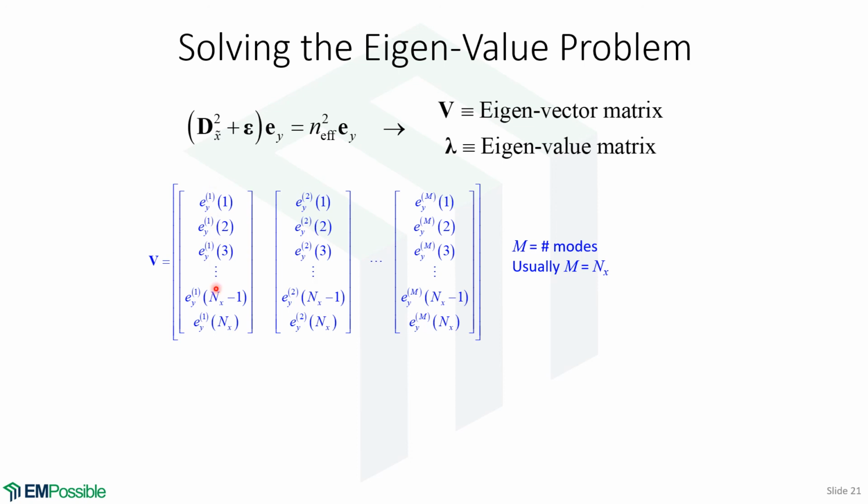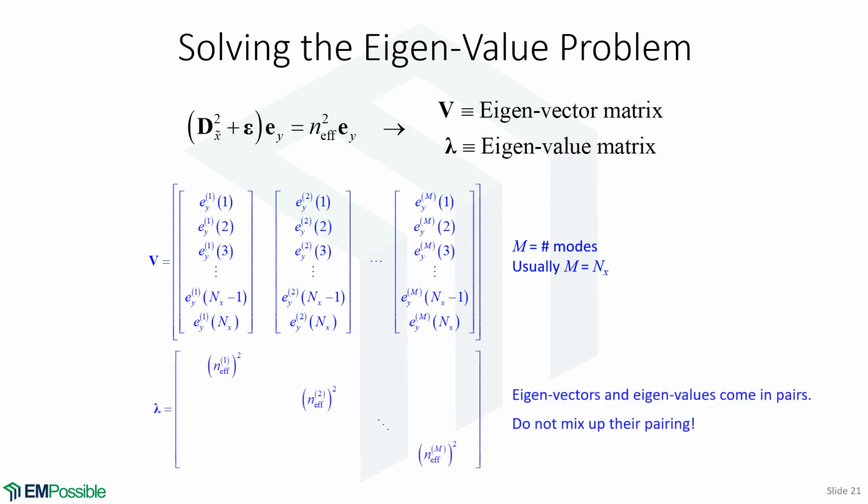And they're running down the column. So if we grabbed this and plotted it, we would see pictures of each of these modes. Then our eigenvalue matrix has the eigenvalues associated with them. So these are our effective refractive indices of the modes. Now, the real important thing to realize is that our eigenvectors and eigenvalues come in pairs, and we can't mix these up. So the eigenvector is what the mode looks like.